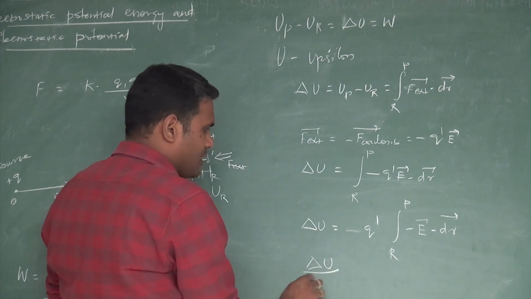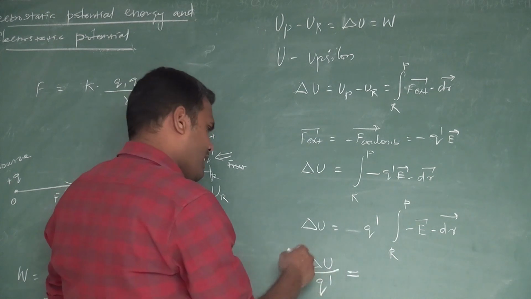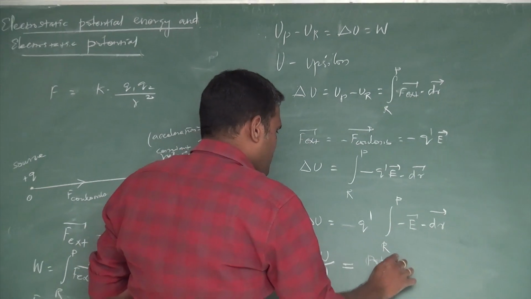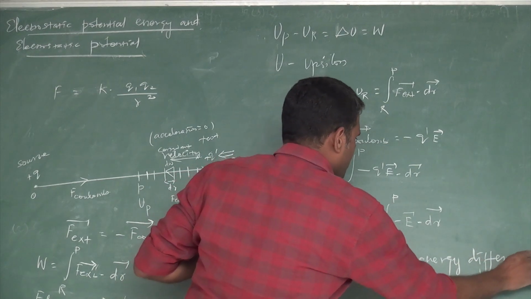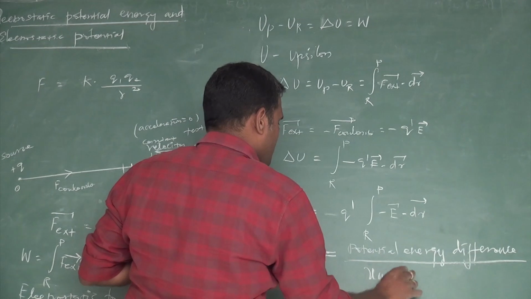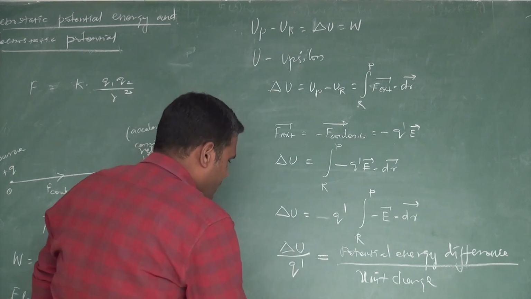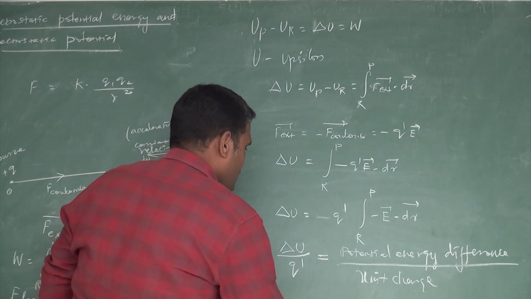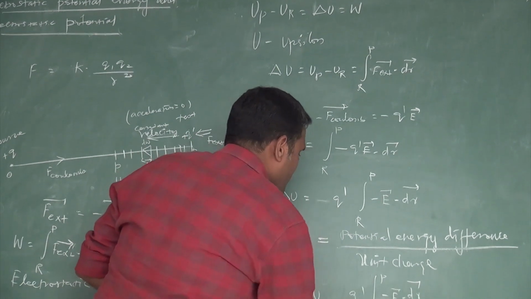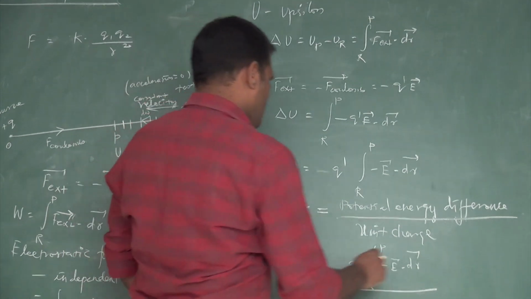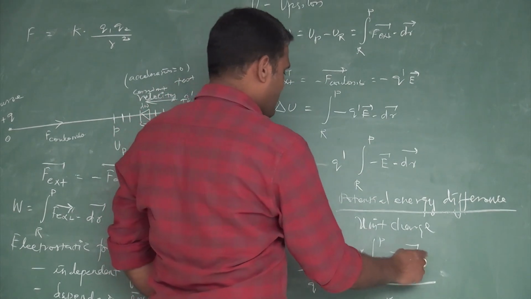If the potential energy difference is divided by the test charge, that is, potential energy difference per unit charge, I can write this as a statement. Potential energy difference per unit charge is delta U divided by q prime. So delta U by q prime is equal to q prime integral R to P of minus E vector dot dr vector, divided by q prime. The q prime cancels out, so delta U divided by q prime is equal to the integral R to P of minus E vector dot dr vector.